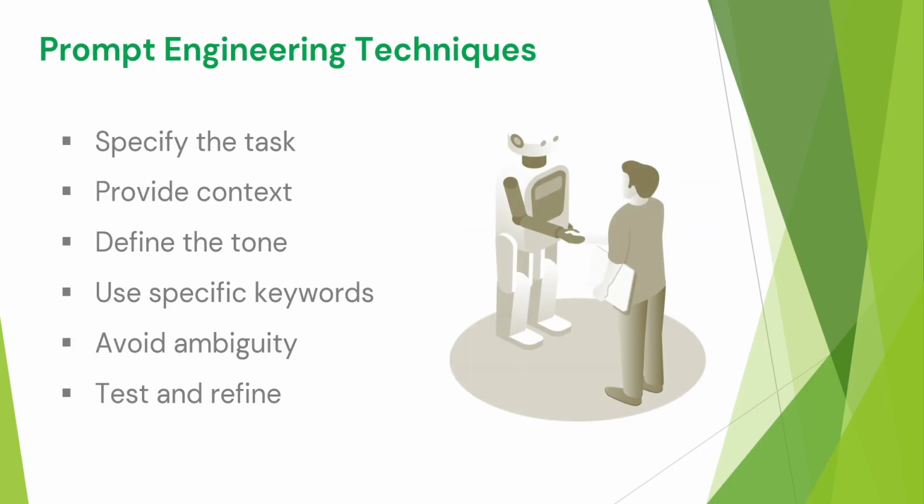Then prompt engineering techniques. First of all, we need to clearly specify the task or the question that the model should answer. Then we should provide relevant context or background information to help the model understand the task or question. Then we define the tone or style of the response, such as formal or informal. Then we use specific keywords or phrases to help the model understand the task or question. We should avoid using ambiguous or unclear language that may confuse the model. Also, we can test the prompt and refine it based on the response generated by the model.